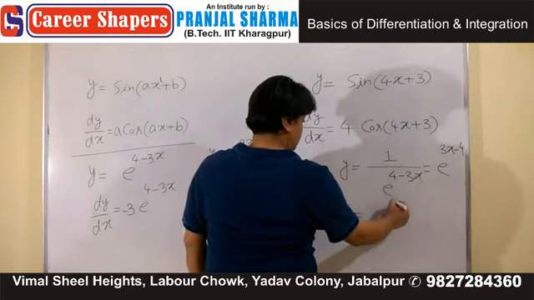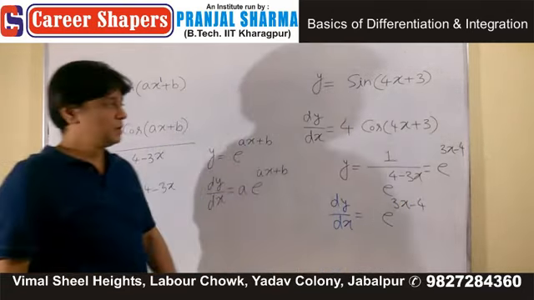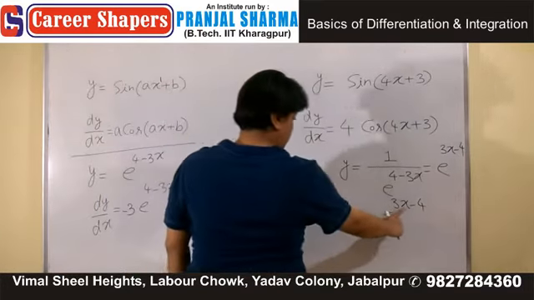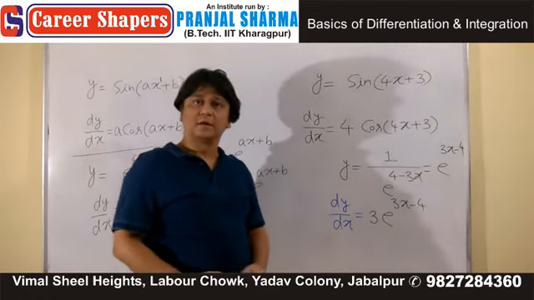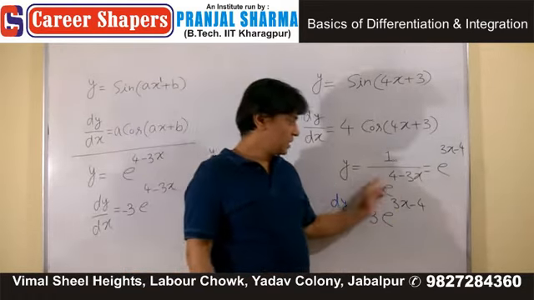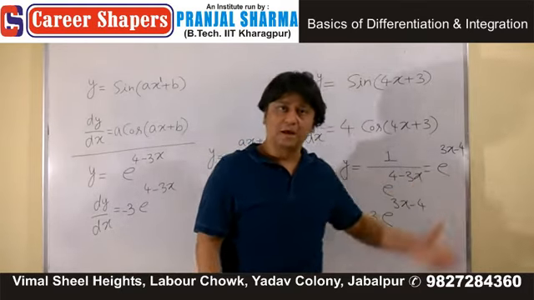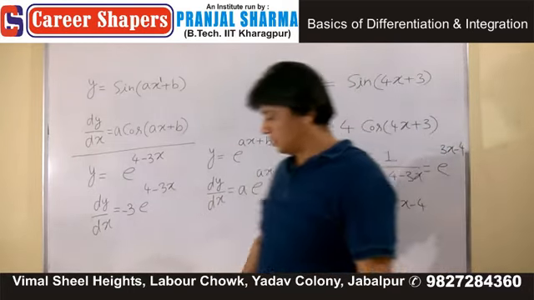E to the power 3x minus 4 multiplied by coefficient of x, which is 3. You need to convert this into this, and then we are using this formula. Note down this.